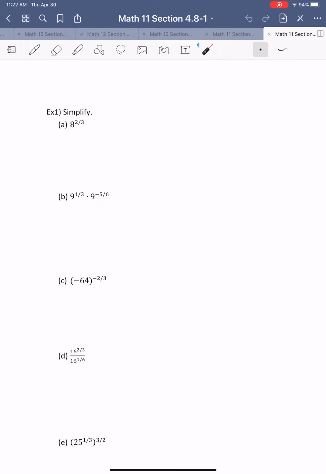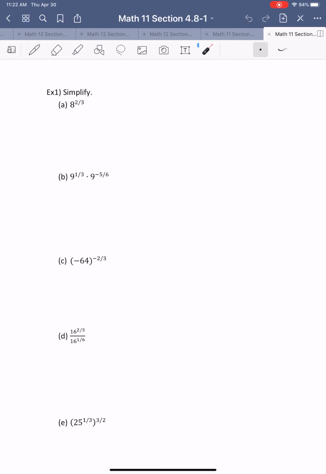All right, example 1: simplify. In order to simplify it, this is actually the same as 8 to the 2/3. But I'm going to change the 8 into 2 cubed, because I want to match this 3 with this 3. Then I can use the power rule, multiplying 3 by 2/3. The 3 cancels out, it becomes 2 squared, which is 4.